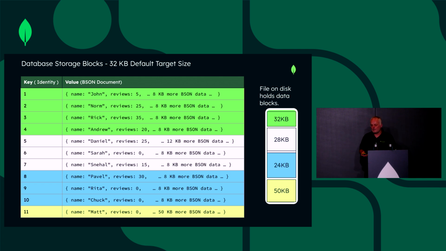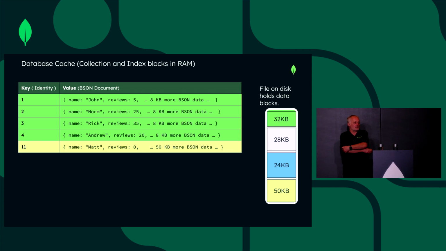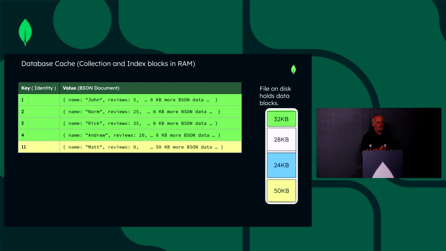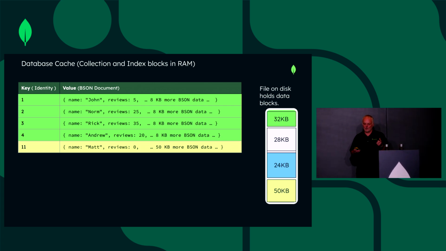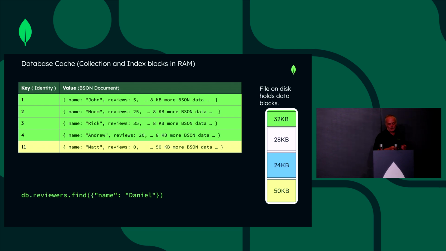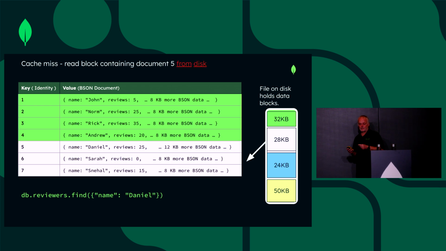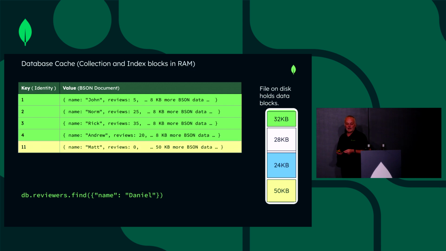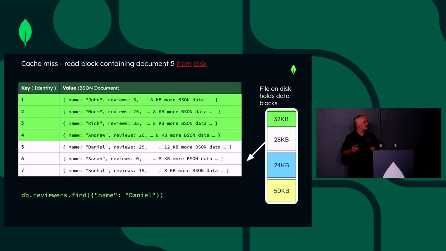Okay, so let's work from a scenario where we've actually got quite a small cache. And we've got these 5 documents in cache at the moment, and that's filling up our entire cache. Now we do a query saying we want to read or find the document for Daniel. So that reads in Daniel plus all the other documents in the same block.